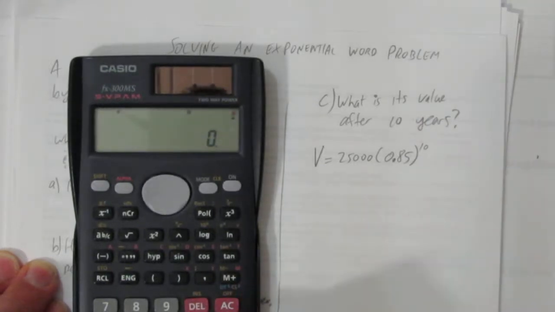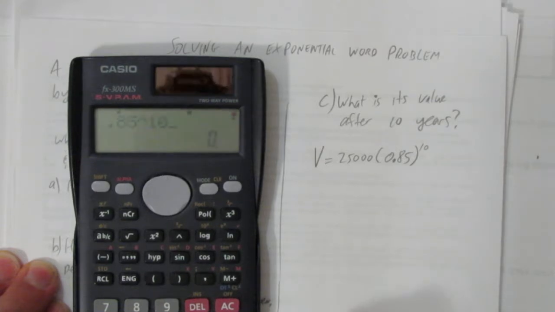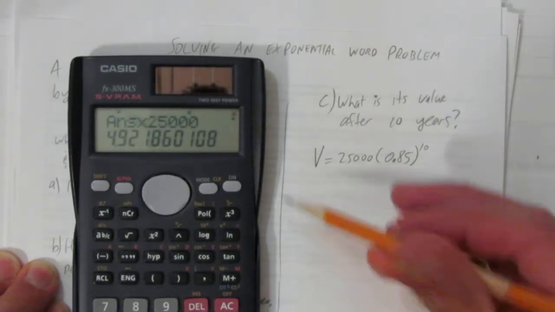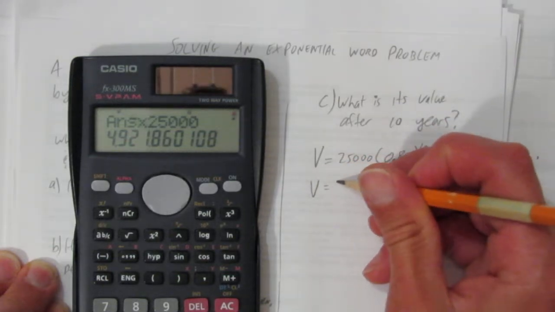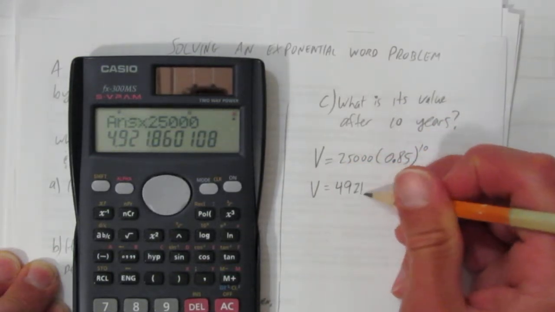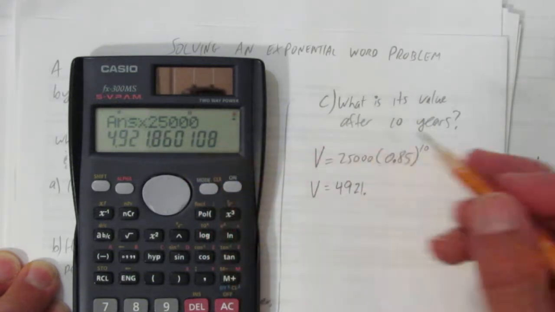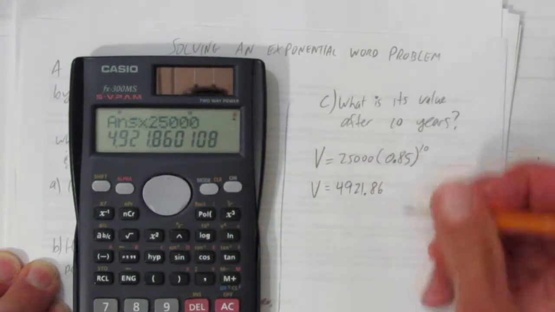When you're solving this, do the exponent stuff first. 0.85 to the power of 10 times 25,000. And we get a value of $4,921, and round to 2 decimals because it's money. After the 6 is a 0, so round down. And we got our answer.